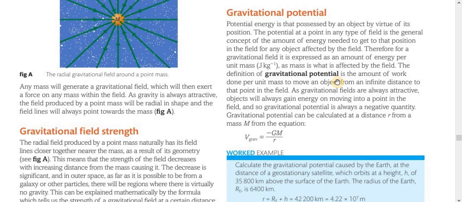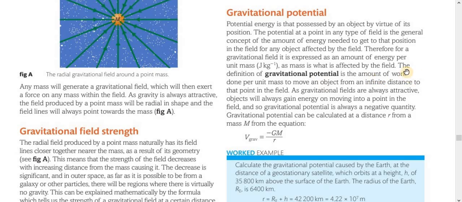The definition of gravitational potential is the amount of work done per unit mass. So it's that energy divided by the mass. That's why we get the unit joules per kilogram for gravitational potential. Okay, so you see the difference between gravitational potential energy and gravitational potential. Gravitational potential energy has the unit joule. Gravitational potential has the unit joules per kilogram because it is that energy divided by the mass.